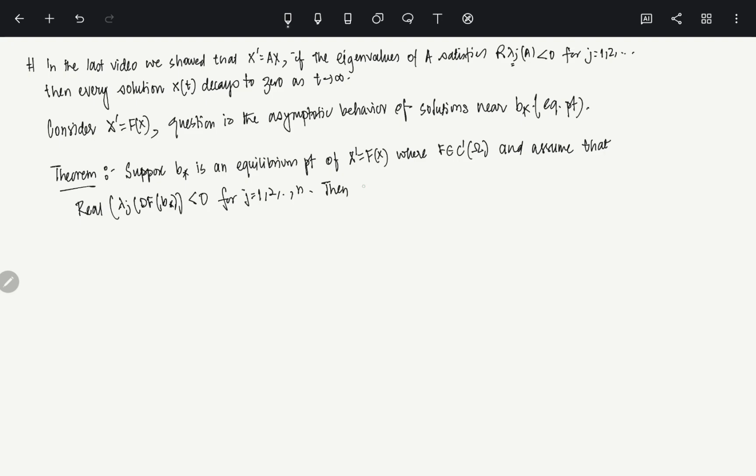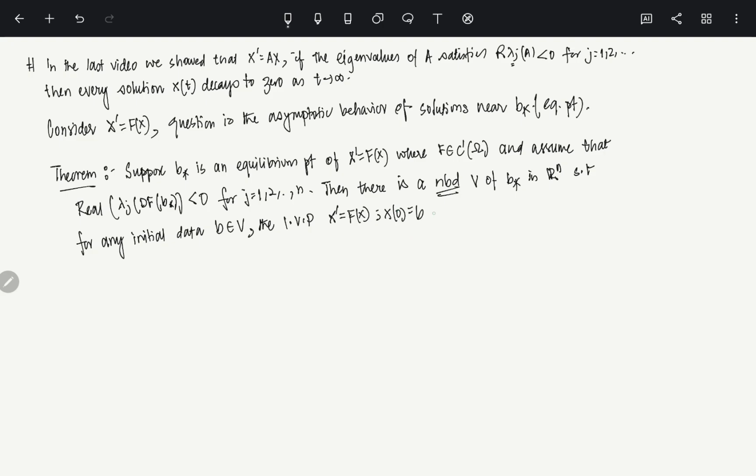You see, then there is a neighborhood V of b star in Rn, such that for any initial data b in V, the initial value problem x prime equals f of x and x0 equals b has a solution for all t greater than or equal to 0, and moreover you can say that the limit as t tends to infinity of x of t is b star. Is it okay?